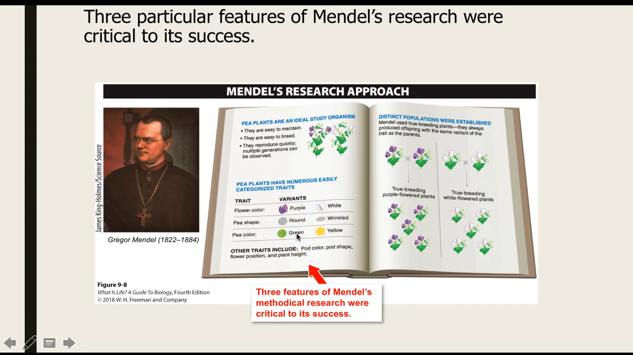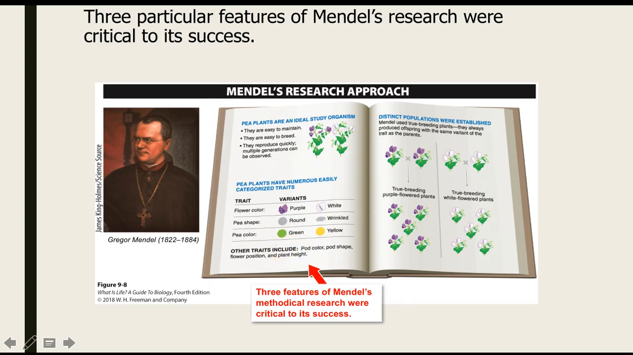The color of the seed, of the actual pea, can be either green or yellow. And again, nothing really in between. There are some other ones too that he looked at, like the color of the pod, the pod shape, the location of the flower on the plant, and how tall the plant was. But those are some really easy ones for you guys to understand.